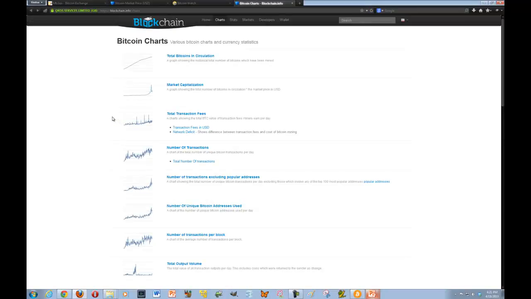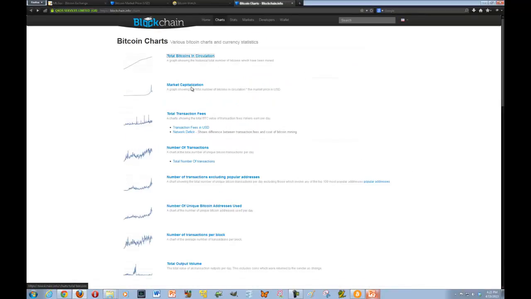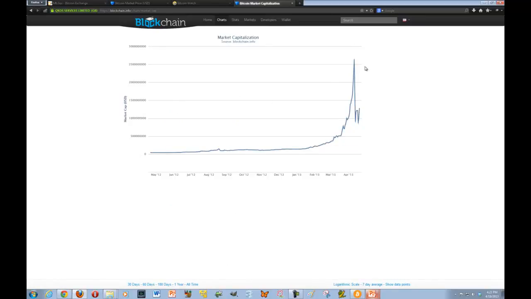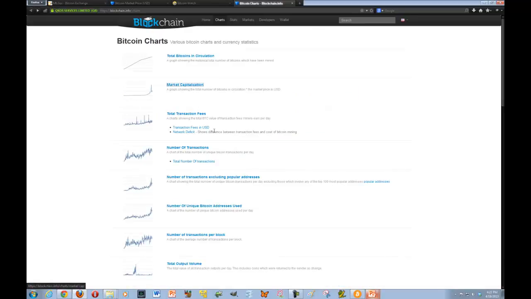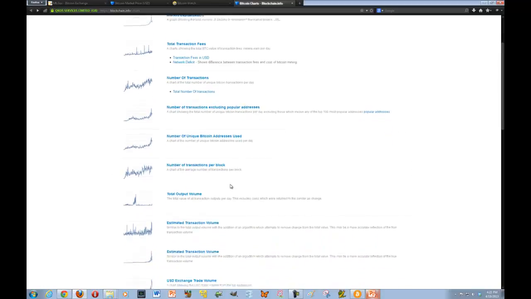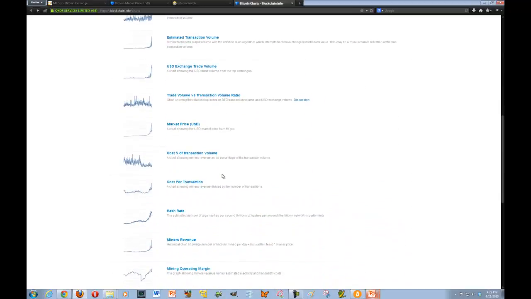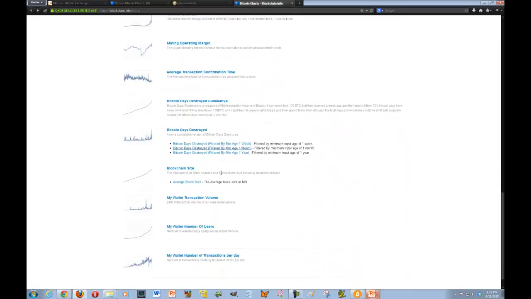Blockchain is probably the largest wealth of information for stuff about the Bitcoin that you can currently obtain. And they have specific charts on everything. We've already seen one of their charts on the Bitcoin price, but they also have charts about how many Bitcoins are in circulation and the market capitalization of the Bitcoin. Very briefly, it was over $2.5 billion. Now it's over $1 billion, 1.2. You can take a look at the number of transactions, the number of unique Bitcoin addresses used, the number of transactions per block, output volume, estimated transaction volume, market price. There are really just limitless sets of data.